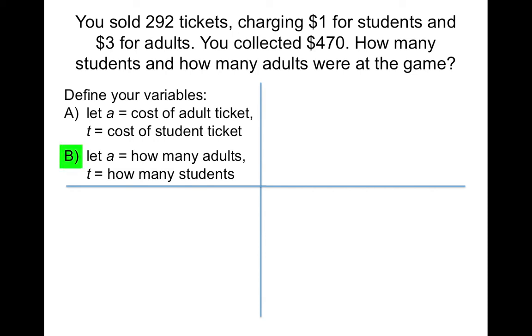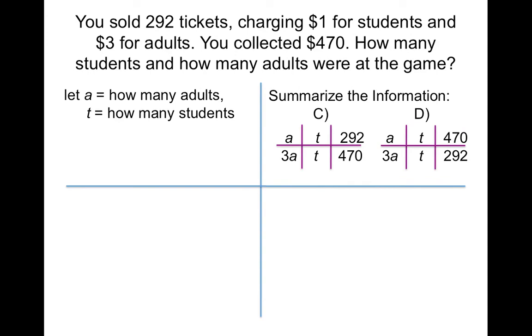We don't want to find how much each type of ticket cost. We already know that. We want to find how many of each type of ticket we sold. If you organize the two types of information in a table, which table would be correct? Read them carefully and make the best choice.